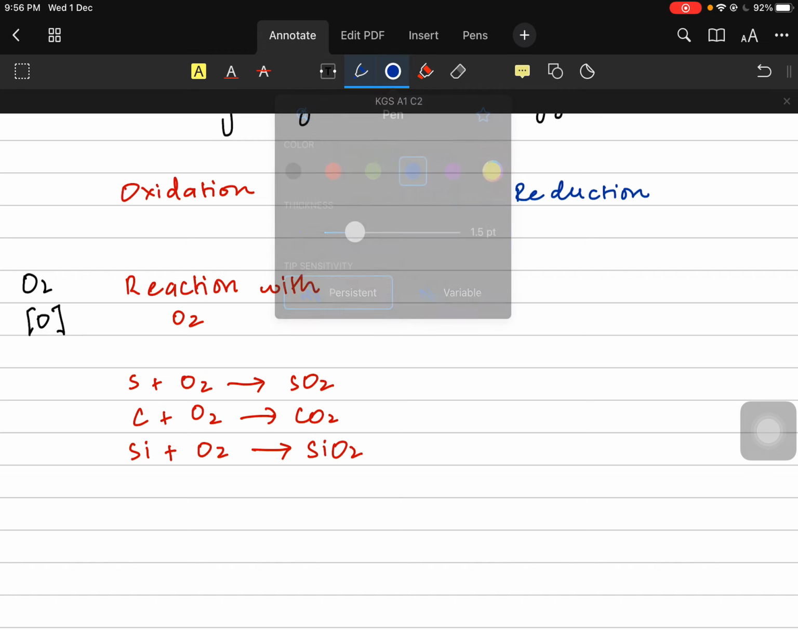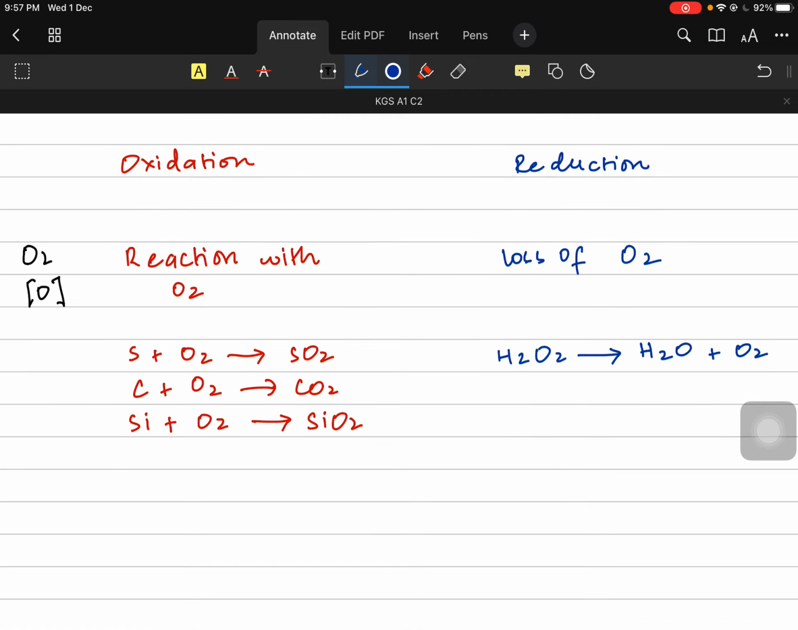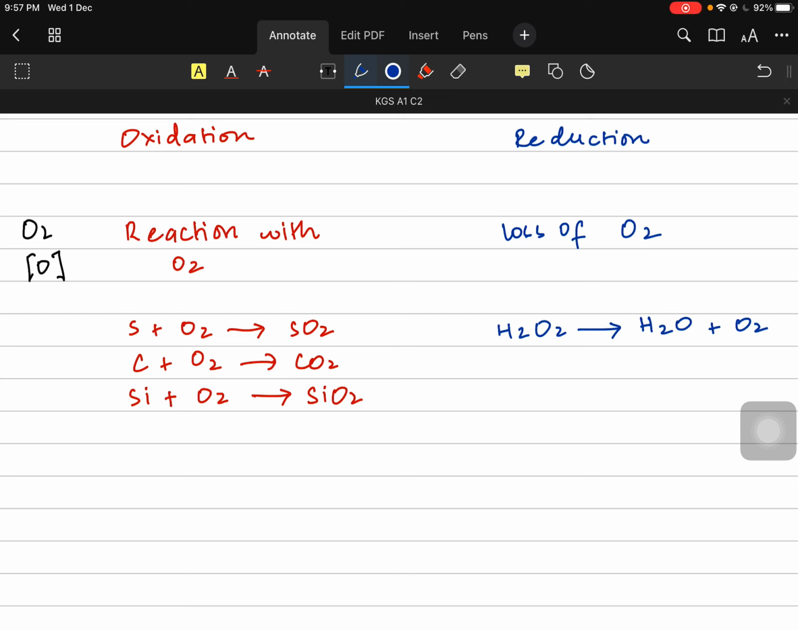Reduction is the opposite, so it is the loss of oxygen. If something loses its oxygen, it is a reduction for them. For example, hydrogen peroxide reacts and forms a water molecule and loses oxygen. Previously hydrogen peroxide involved two oxygen atoms in the molecule, but by the end it involves only one oxygen atom, the other one has been lost. So at the end of the day, it's a reduction process because you're losing your oxygen. Generally, whenever an element or a compound is losing its oxygen, it would be reduction.